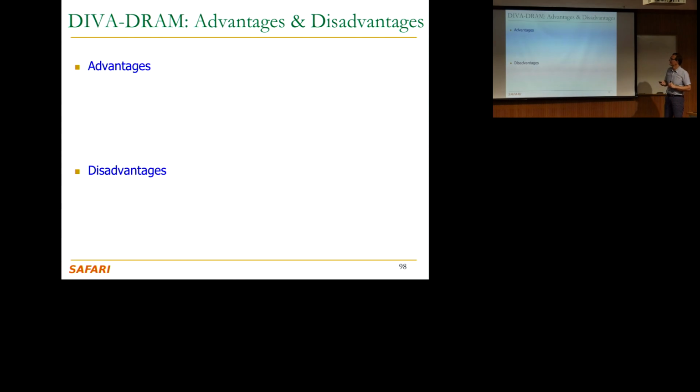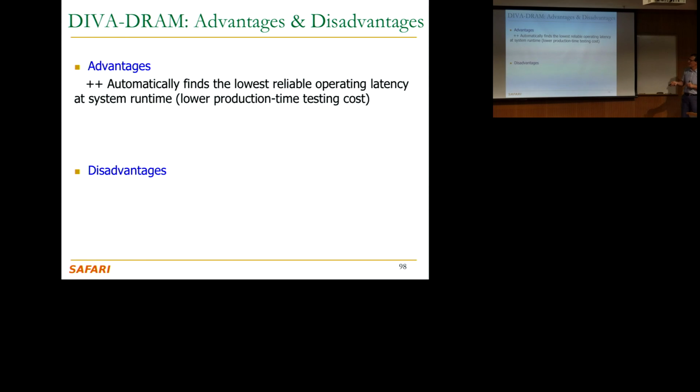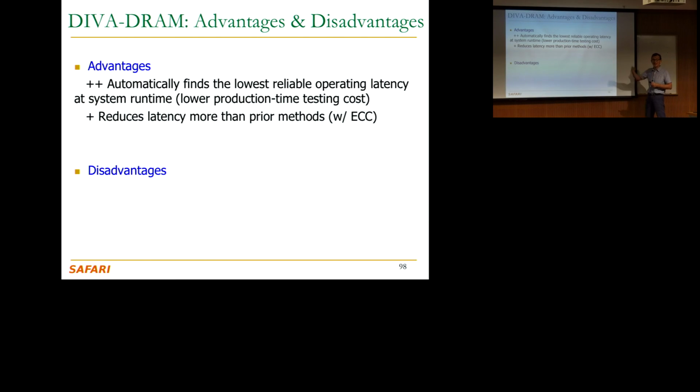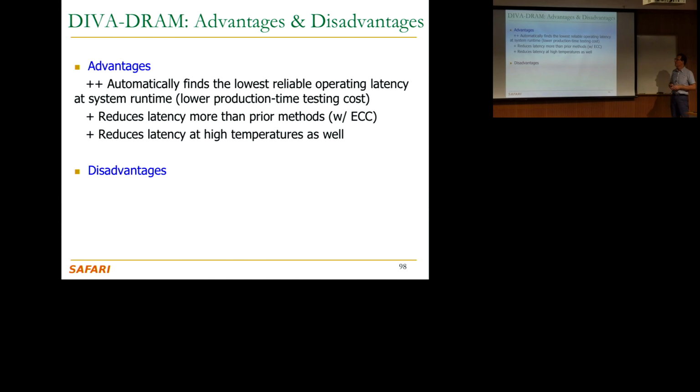Okay, so advantages and disadvantages. I think the big plus here is you can automatically find the lowest reliable operating latency at system runtime. And here we're doing it for the entire DRAM chip, not for different regions. Hopefully, this lowers production time testing cost, and it reduces latency more than prior methods. The caveat is it's relying on ECC. And when you rely on ECC, you can, of course, play a lot more tricks. And it reduces latency at high temperatures as well.